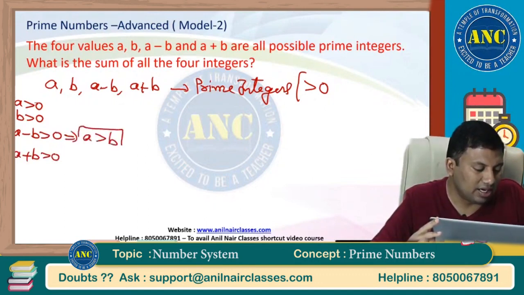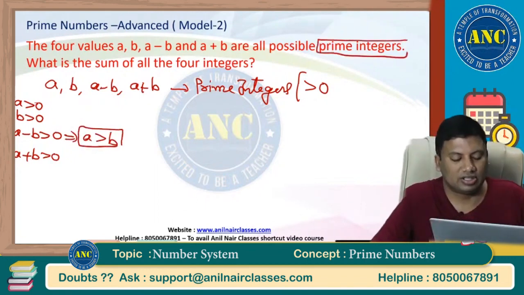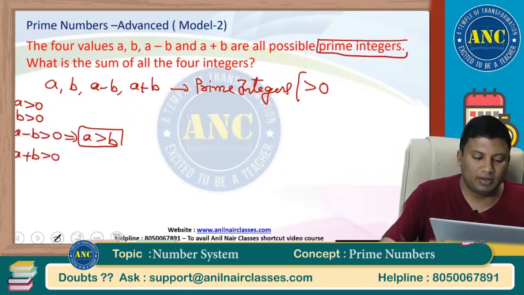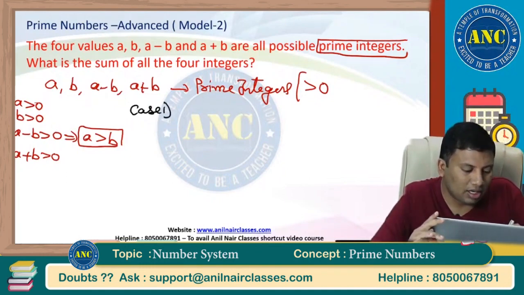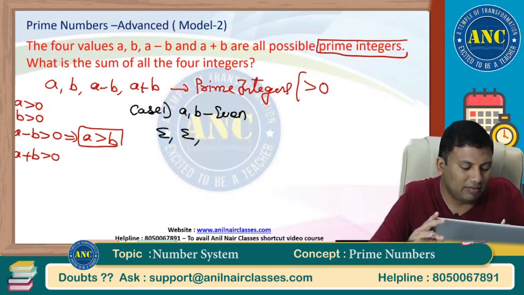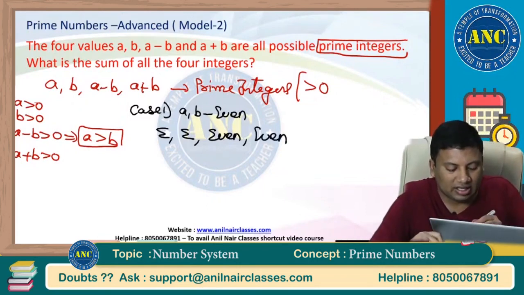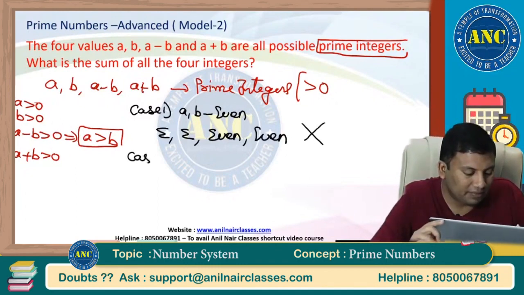So A is greater than B. This is the hint we got from the words prime integers. A, B, A minus B, A plus B, all are prime integers. Now this point is clear. Case number 1. Suppose I take A and B as even numbers, then A minus B is even and A plus B is even. There cannot be more than one even number in the set of prime integers. This is not possible. Case number 1 is out.